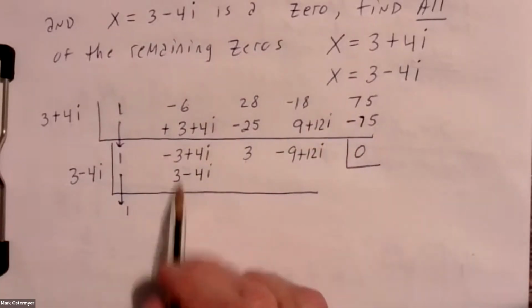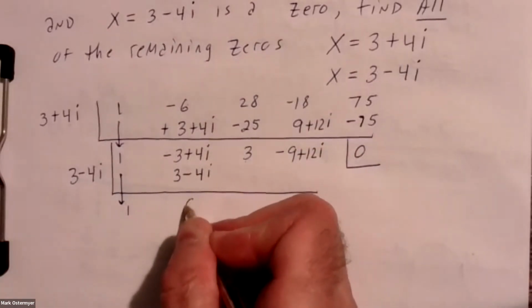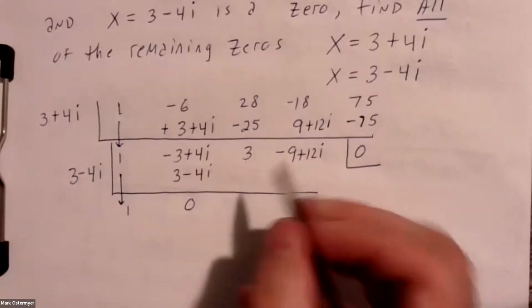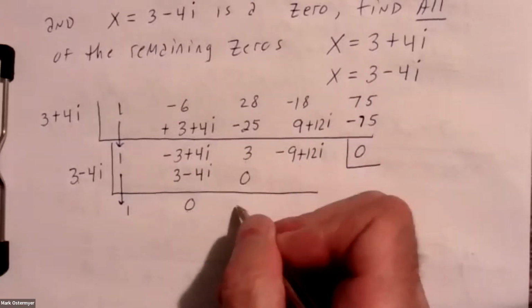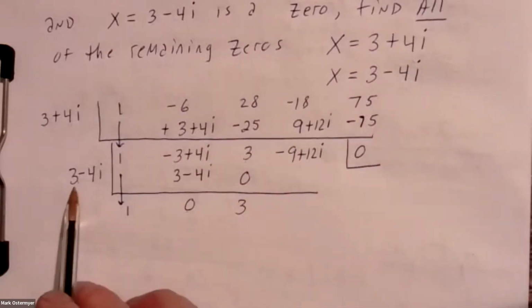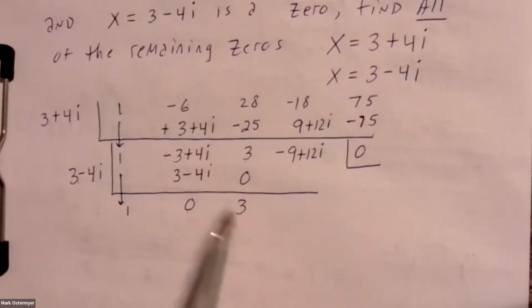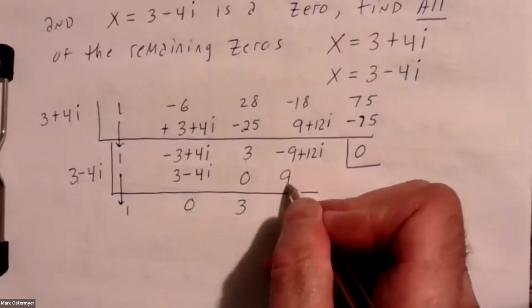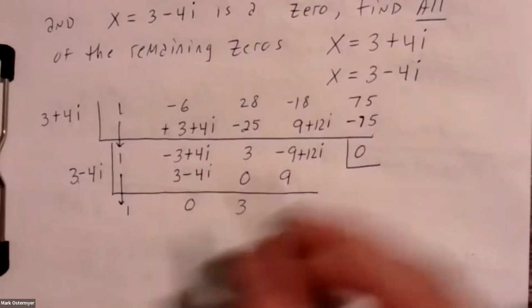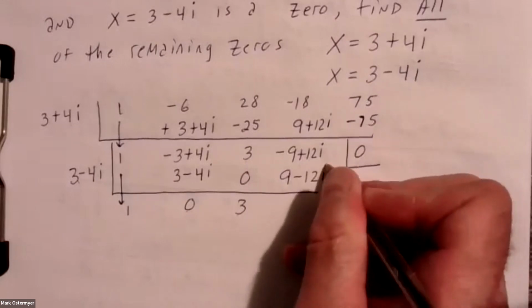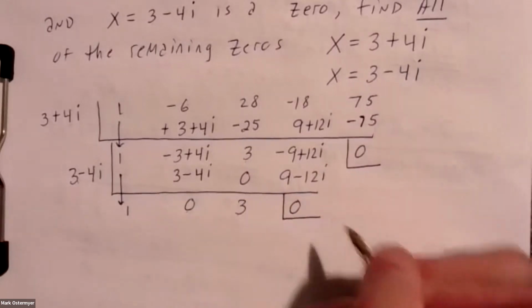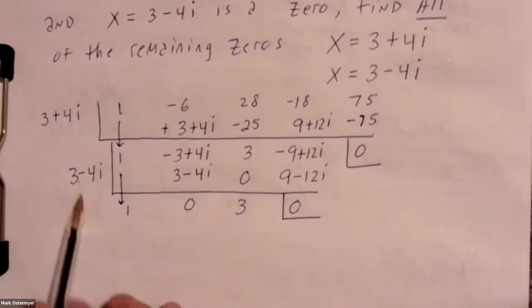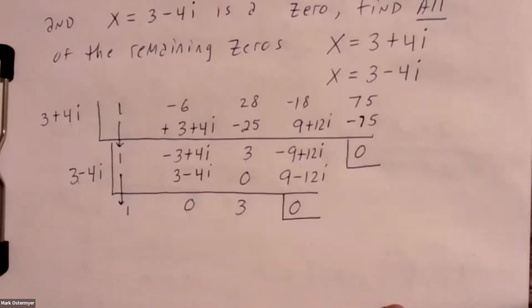But what do these add up to? These add up to 0, don't they? This time 0 is going to be 0. 3 plus 0 is 3. Now what's 3 minus 4i times 3? 3 times 3 is 9. 3 times negative 4i is minus 12i. Add these together, and we do get exactly what we suspected. We should get a 0 remainder because this is also a 0.